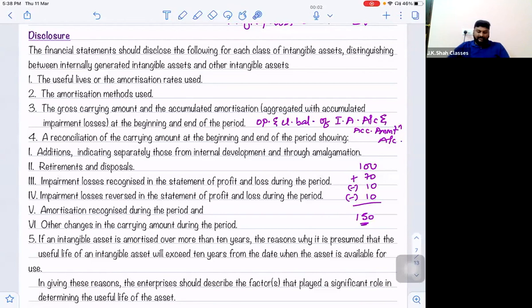So these all items are possible: additions, retirement disposals, impairment losses recognized, impairment losses reversed, amortizations charged during the year, and any other changes in the carrying amount. Any other changes means if you have done a revaluation, because generally on intangibles we don't do revaluations, but it is possible you can do revaluations on the intangibles as well.